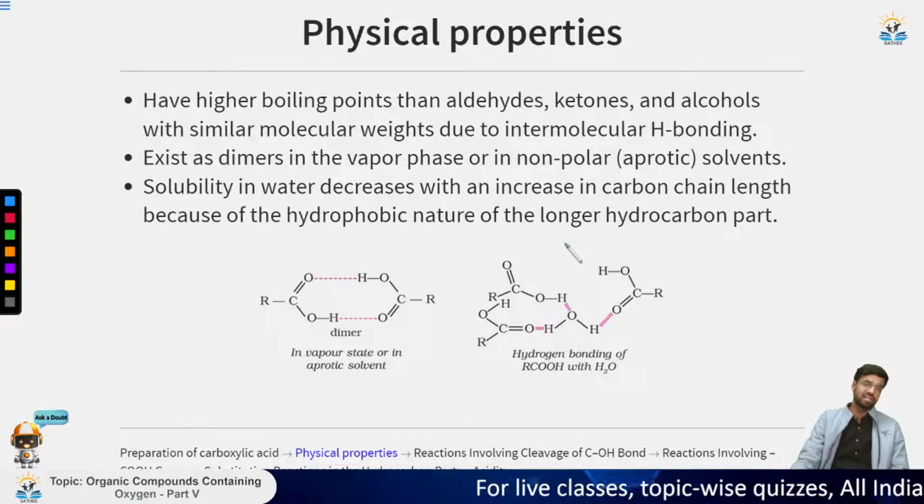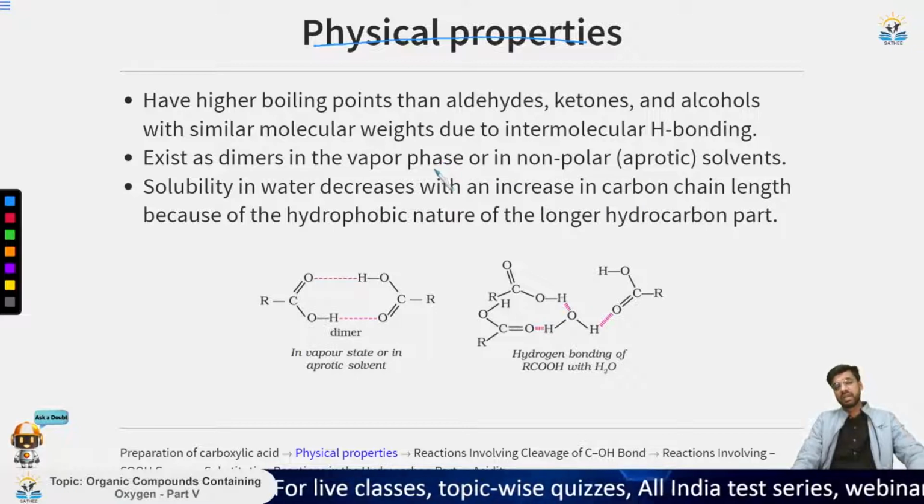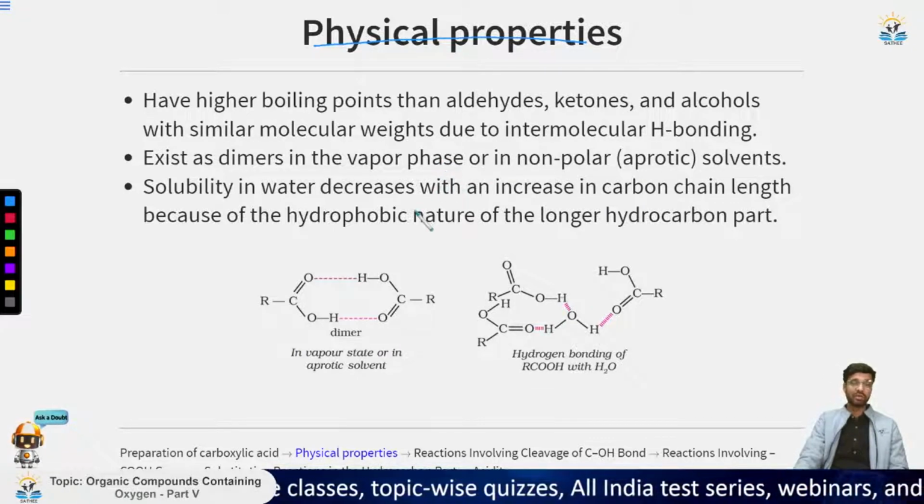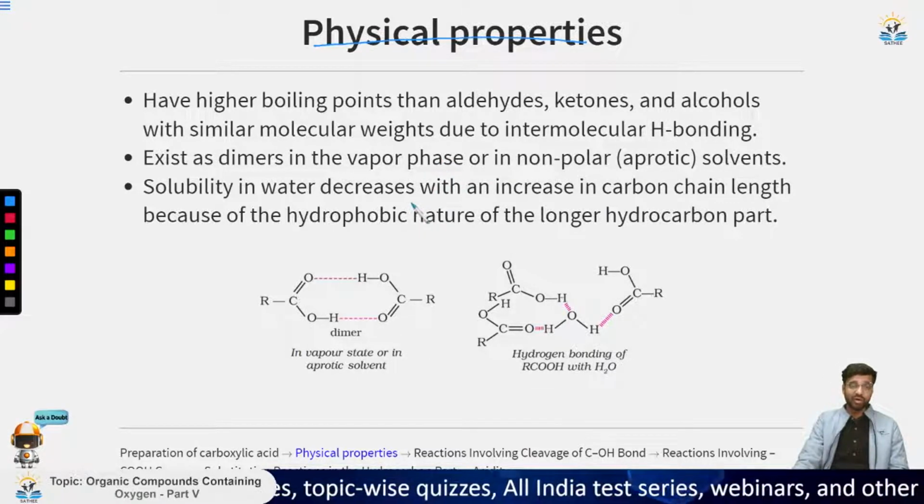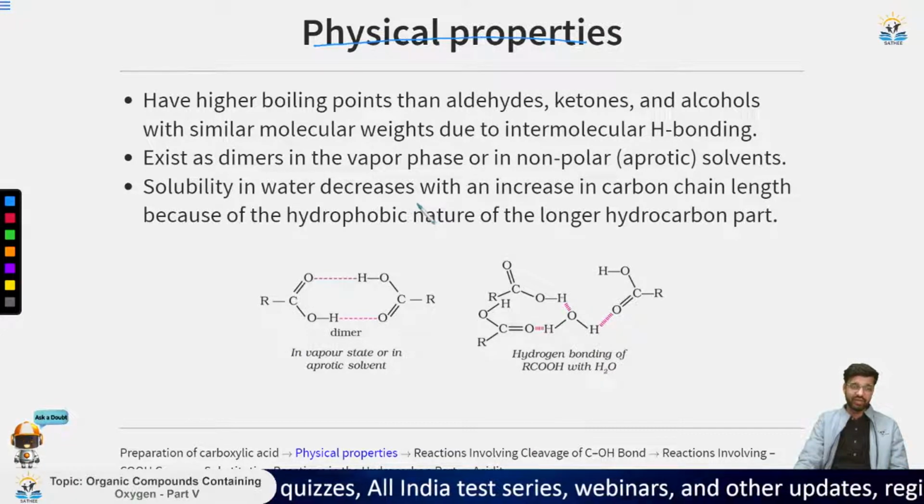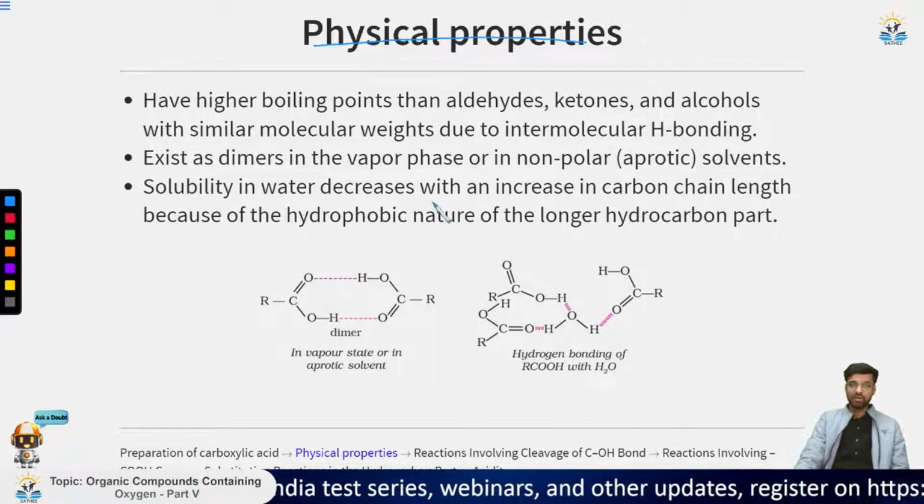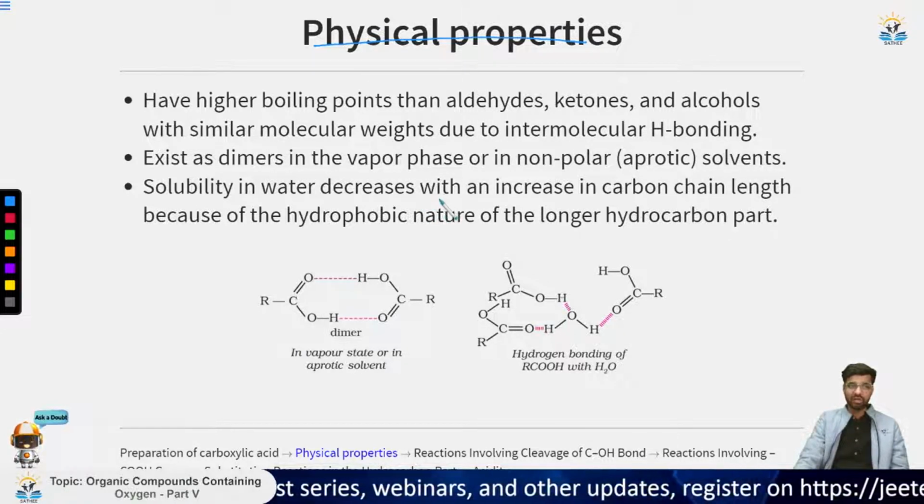Next, let us see some of the physical properties like boiling point, solubility, and many more. So let us start with the boiling point. Carboxylic acid has a greater boiling point as compared to any other functional group. You have seen the comparison of all those functional groups earlier. I have not discussed carboxylic acid, but let me make it clear.